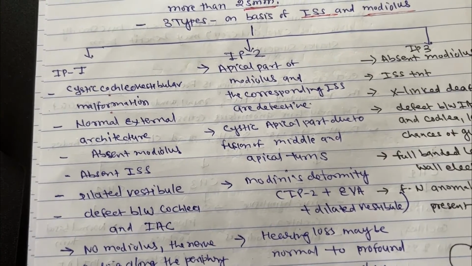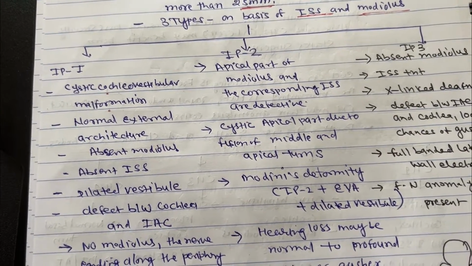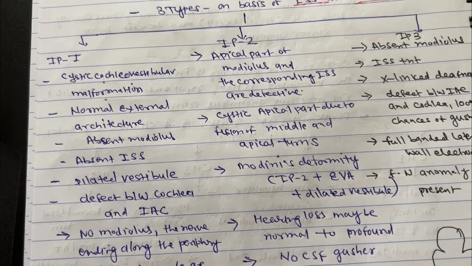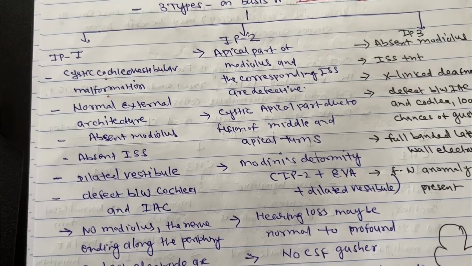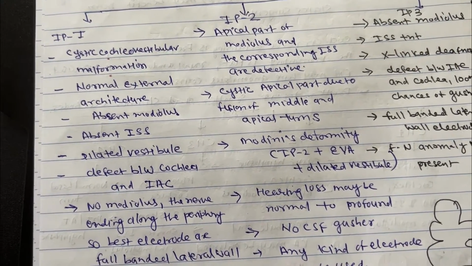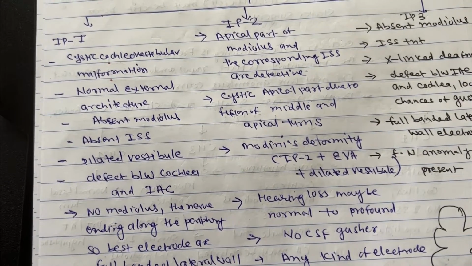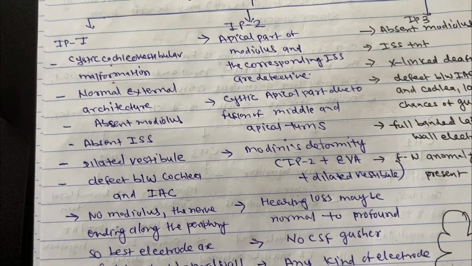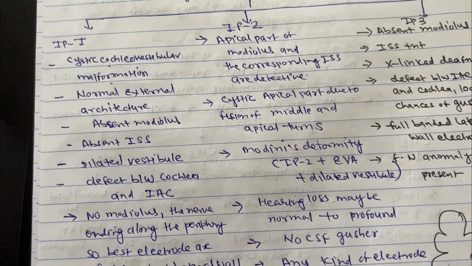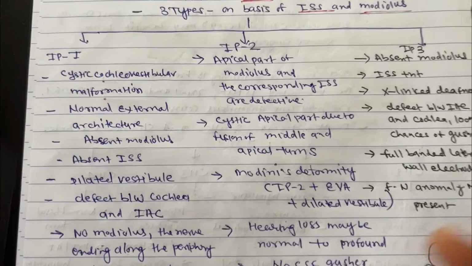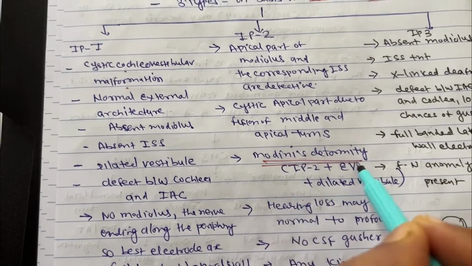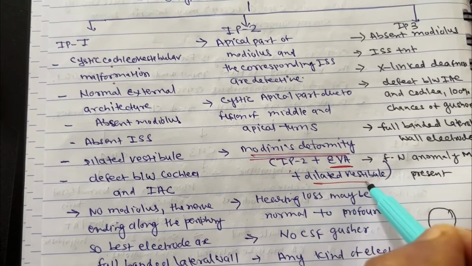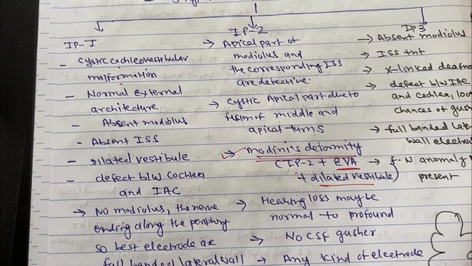Now IP2: the apical part of the modiolus and the corresponding interscalar septum are defective. There is a cystic apical part because of fusion of the apical and middle turns, and this leads to IP2. Sometimes IP2, incomplete partition 2, is associated with an enlarged vestibular aqueduct and dilated vestibule. This deformity is called Mondini deformity. So IP2, enlarged vestibular aqueduct and dilated vestibule is called Mondini dysplasia, or Mondini deformity.